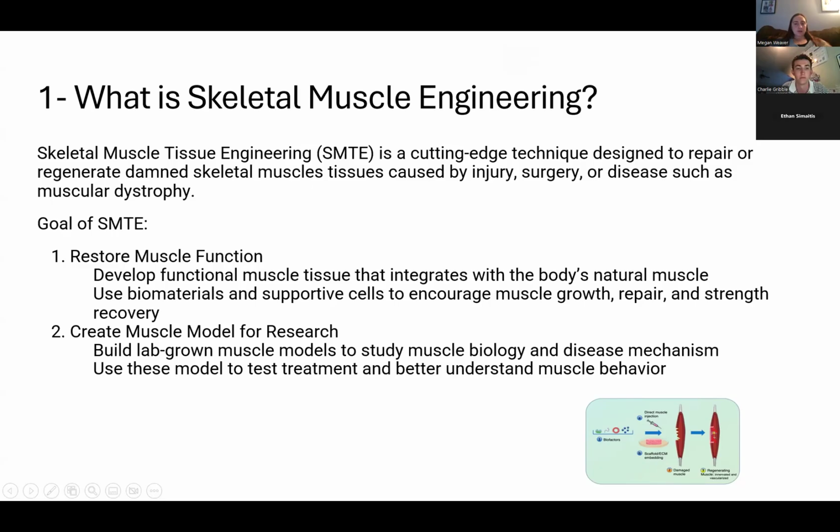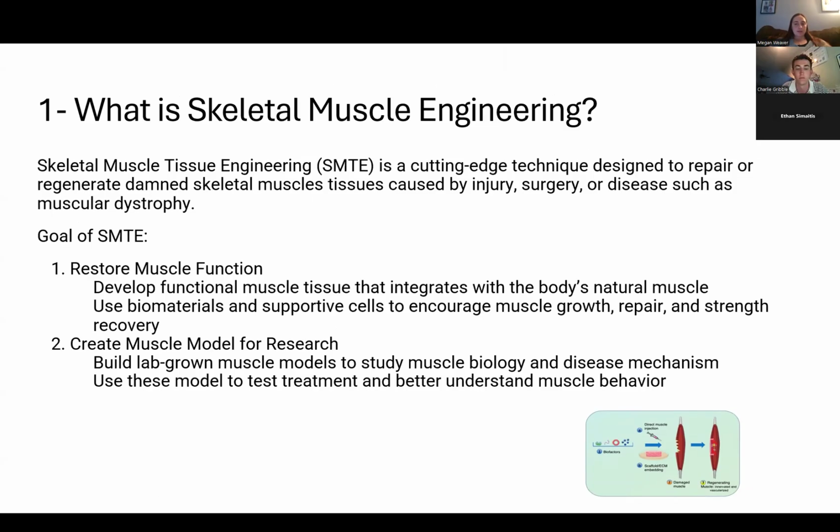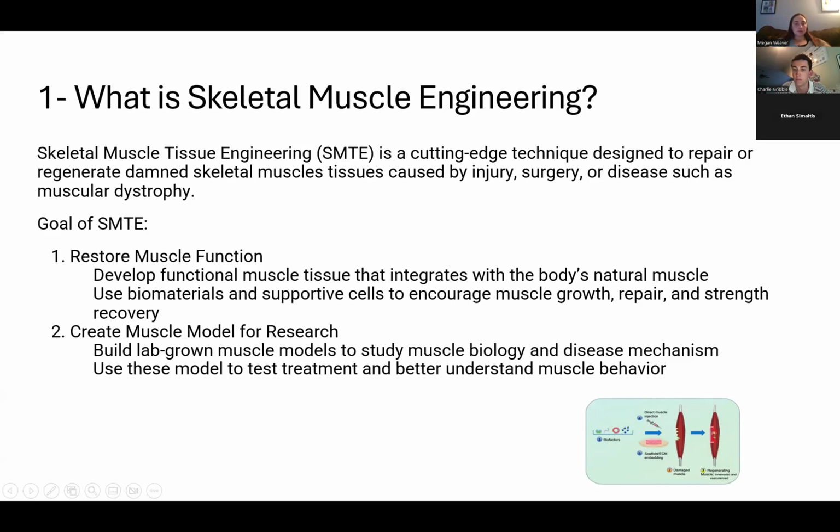The second goal is to create muscle models for study. These are lab-based muscle tissues that help researchers better understand how muscles behave, both in health and disease. These models are incredibly useful for testing new treatments and studying the underlying mechanisms of muscle disorders. In short, SMTE is both a therapeutic and research-driven approach to understanding and treating muscle damage.